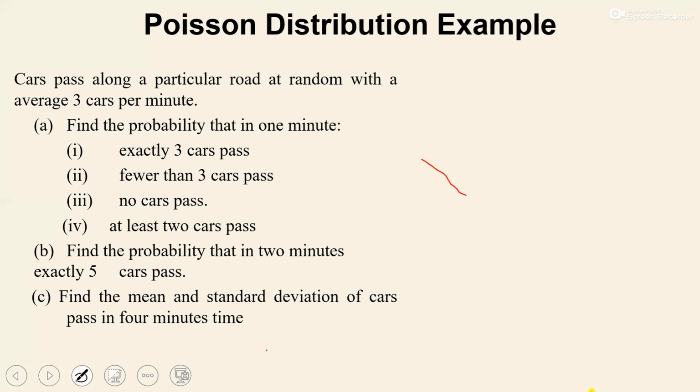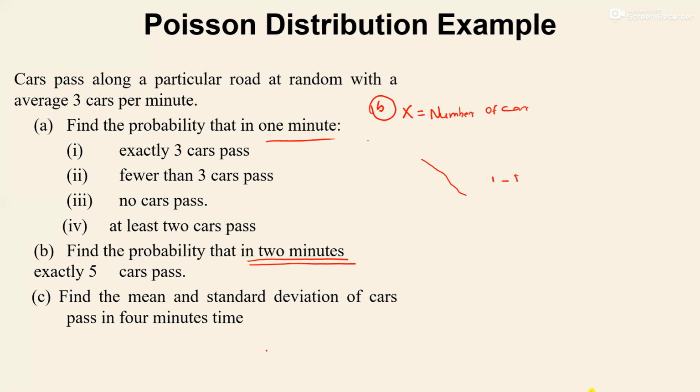So for part B, we are taking X, the number of cars passing along a particular road in 2 minutes time. In 2 minutes.